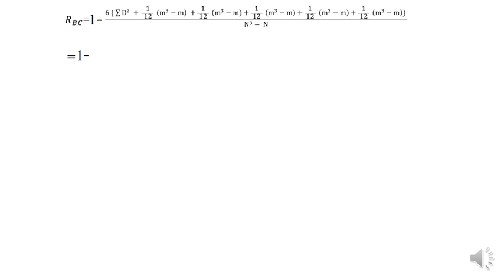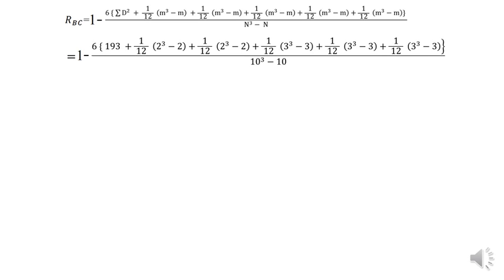Substitute the values. 6 into sigma d square for BC is 193 plus, observe 2 cube minus 2 added 2 times because of judge B. 5.5 has been repeated 2 times, 8.5 has been repeated 2 times. Then in case of C, 2 is repeating 3 times, therefore 3 cube minus 3. 5 is repeating 3 times, 3 cube minus 3. 9 is repeating 3 times, therefore 3 cube minus 3.